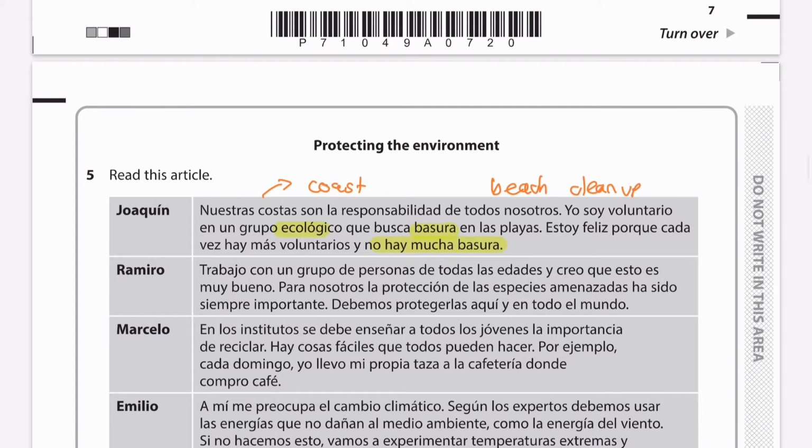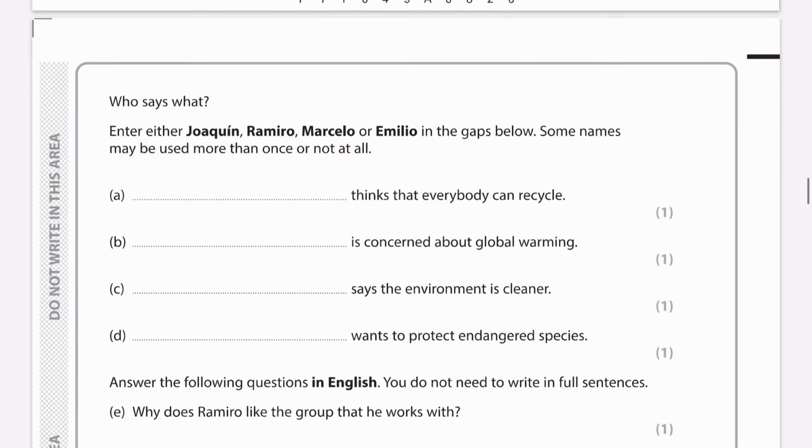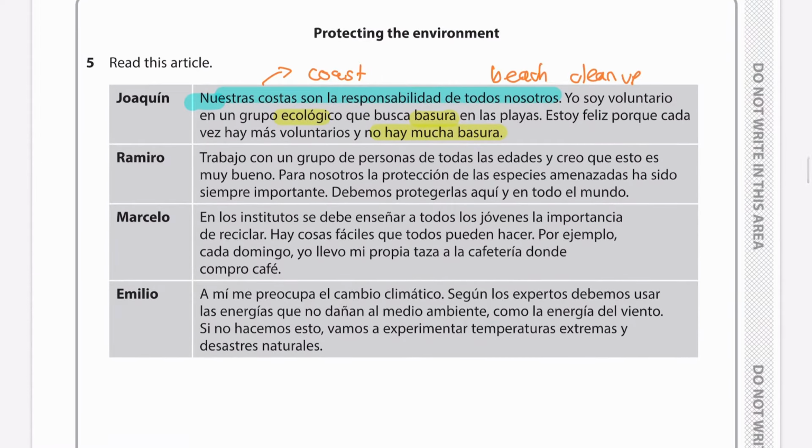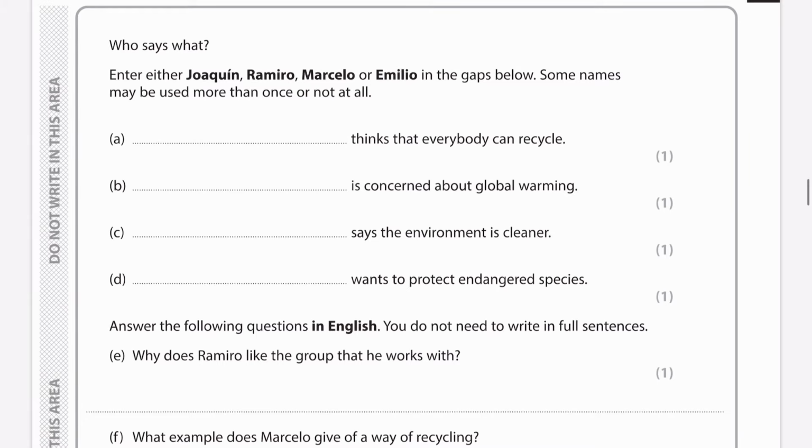He thinks, I think is the first sentence, he thinks it's the responsibility of everyone. So maybe it's one of those. Thinks that everybody can recycle. Does not mention recycling, so I don't think it's going to be A. Says the environment is cleaner. Is it going to be that one?